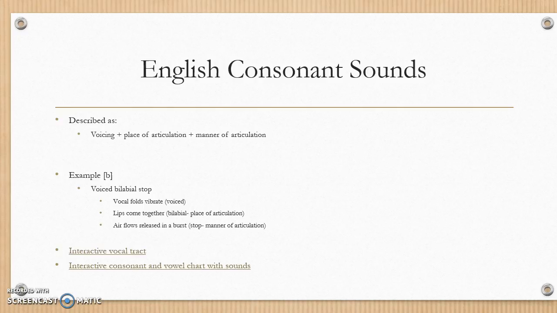For example, B is a voiced bilabial stop. Our vocal folds vibrate, so it's voiced. You can feel it on your throat. B, B. Our lips come together, meaning bilabial. That's our place of articulation. And the airflow is released in a burst, and we stop it. B. That's our manner of articulation. Please check out the interactive vocal tract as well as the interactive consonant and vowel chart with the different sounds.